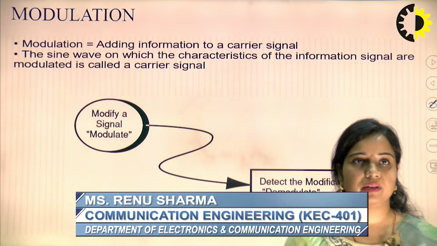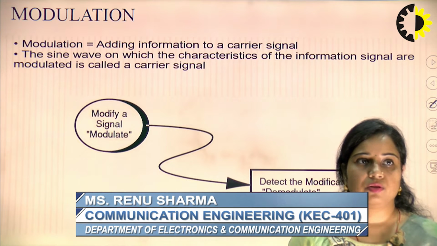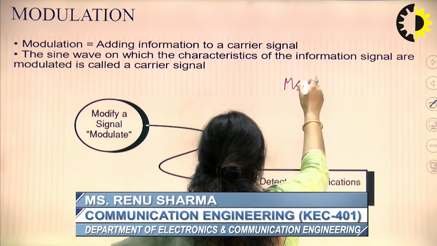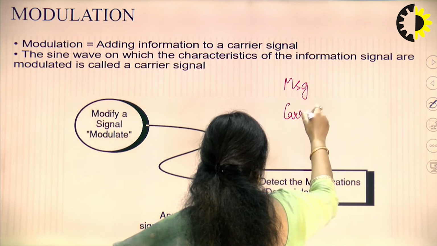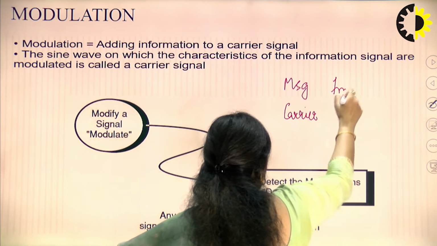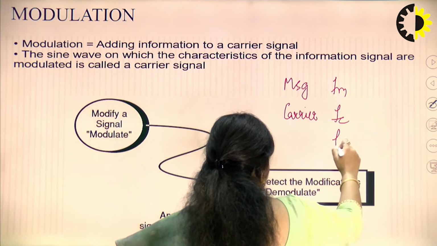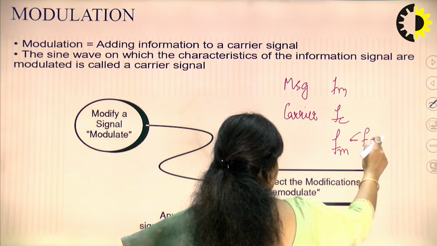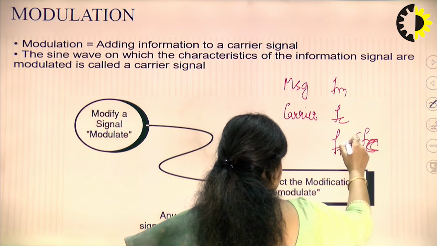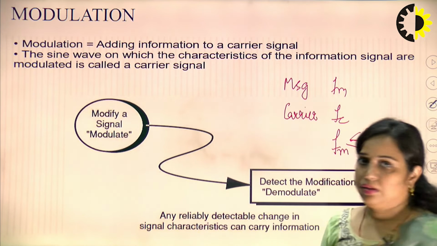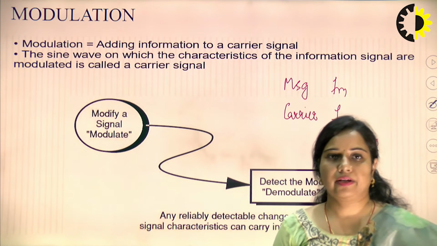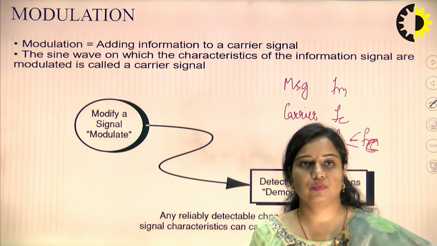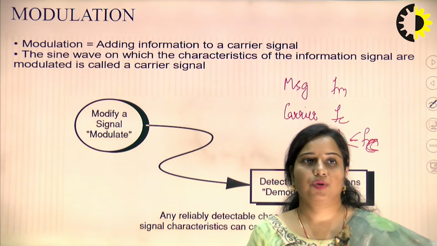So modulation is adding the information to a carrier signal. For modulation we require two signals. First one is the message signal, another is a carrier signal. This is having frequency FM and this is having frequency FC. FM should always be less than FC, the carrier frequency. Means a higher frequency carrier signal is considered, and onto that carrier signal the information of the message signal is superimposed. That is the main aim of modulation.